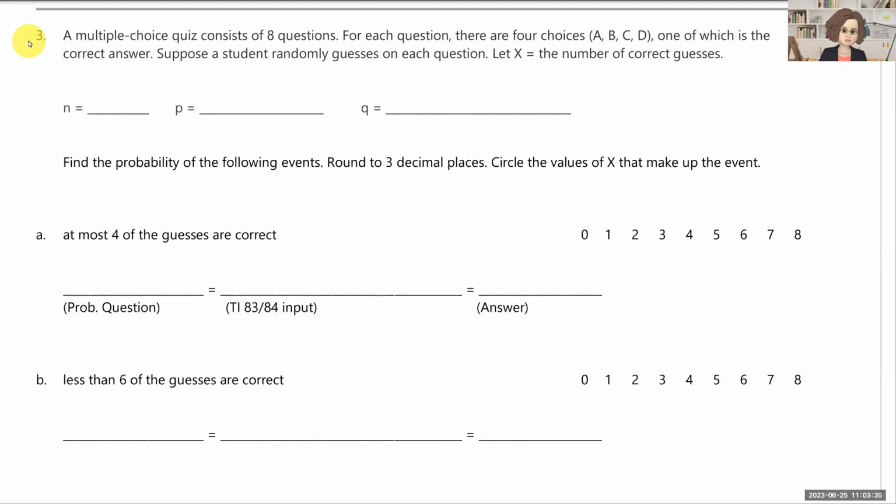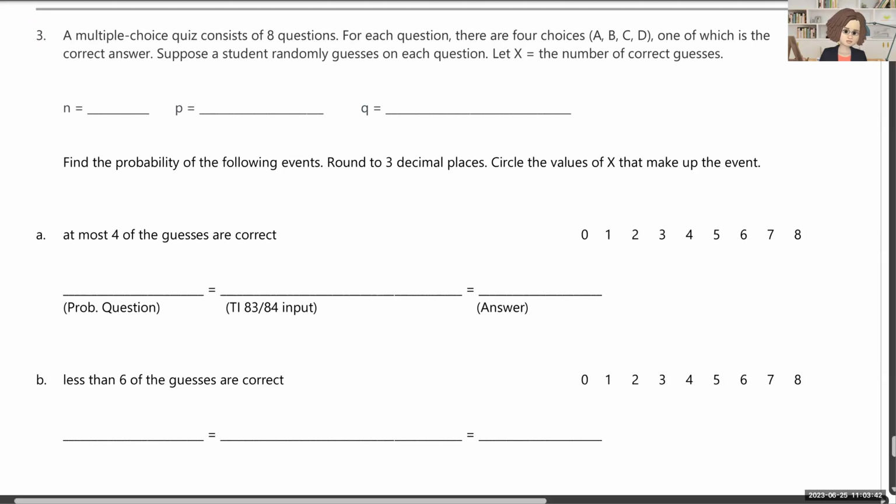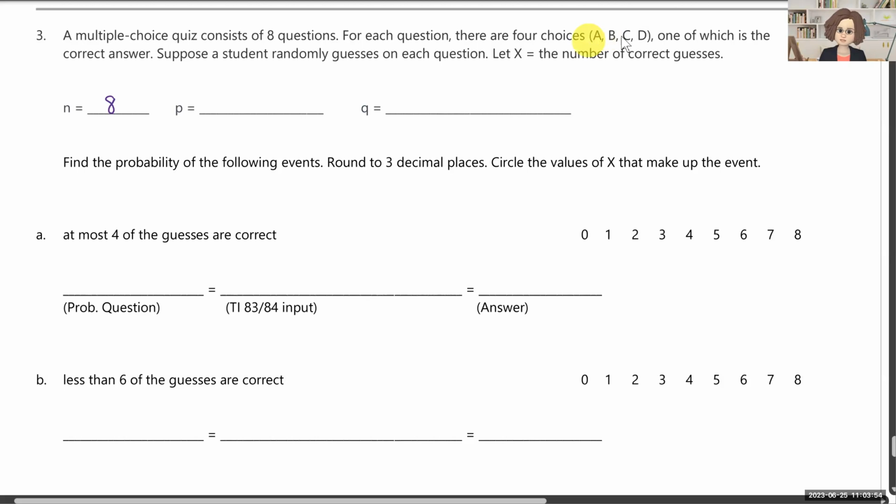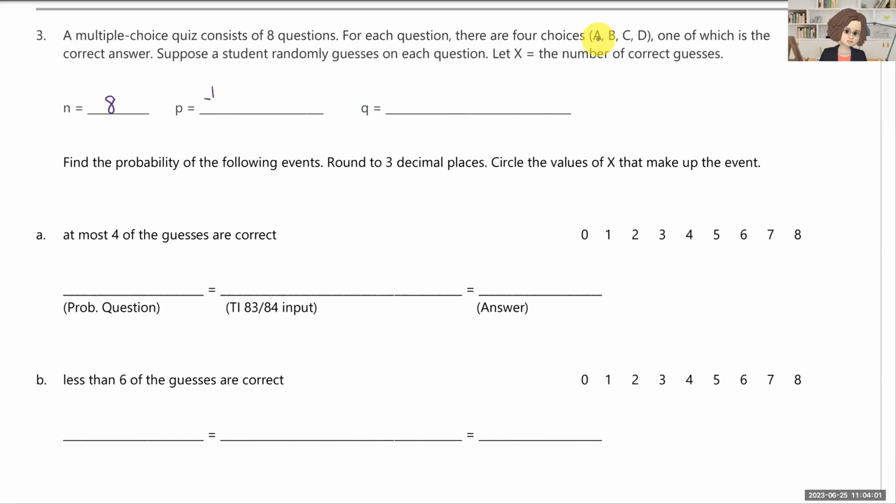All right, so for this binomial experiment, the number of trials would be 8 because a student will be guessing 8 separate times on these 8 questions. And then P is the probability of a successful guess, so getting the question correct. So if there are 4 choices and one of them is the correct answer, then the chance of guessing correctly would be 1 out of 4. And let's just go ahead and put that in decimal, so 0.25.